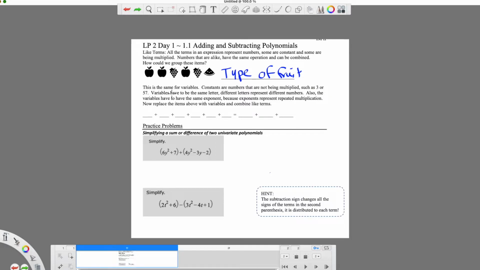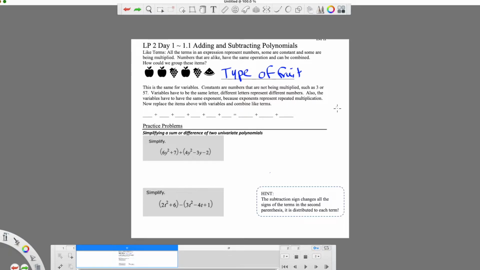Variables have to be the same letter. Different letters represent different numbers, just like we talked about a second ago. X and Y, those are not the same. Remember, a variable, when I say 7x, like I had up above, is just a placeholder. I don't know what x is. 7's being multiplied by something, but I don't know what that something is. The x is holding the place of the something for me. So that's why, when we use letters as variables, different letters represent different numbers.